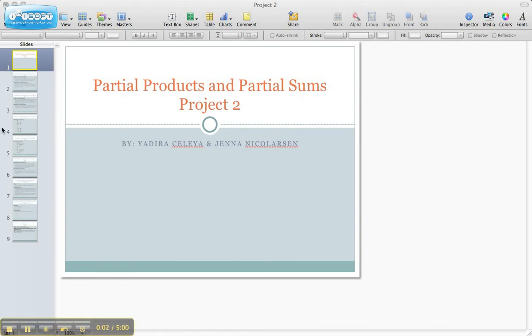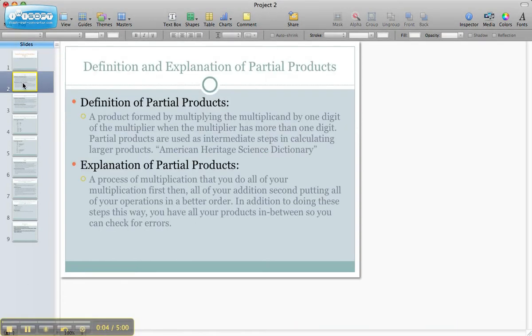Partial products and partial sums. Definition of partial products: a product formed by multiplying the multiplicand by one digit of the multiplier when the multiplier has more than one digit. Partial products are used as intermediate steps in calculating larger products.